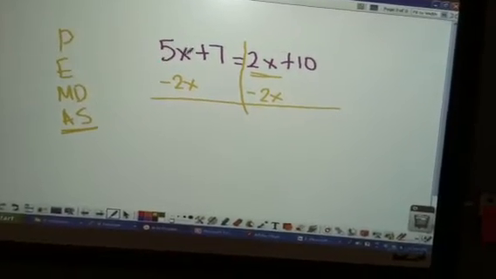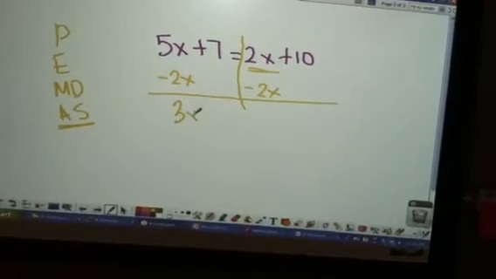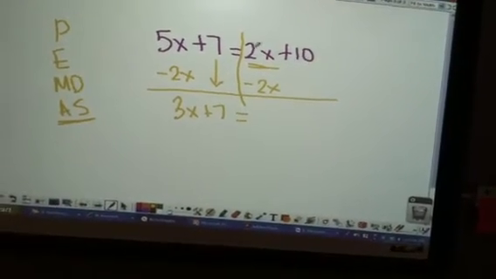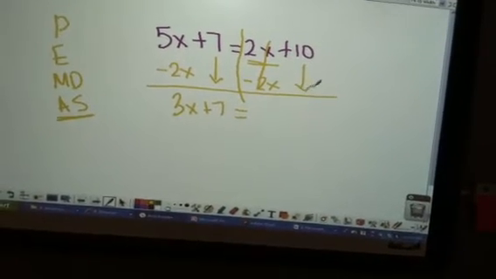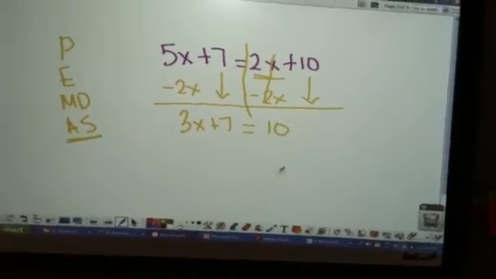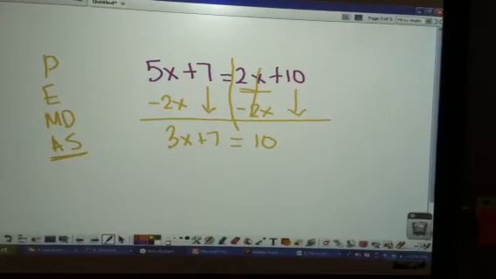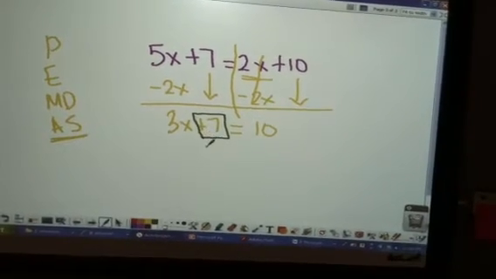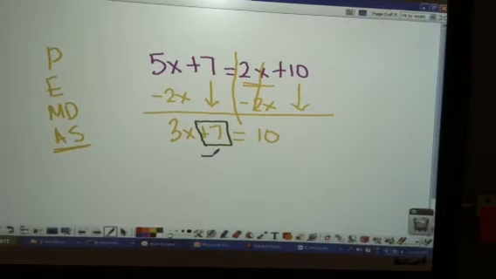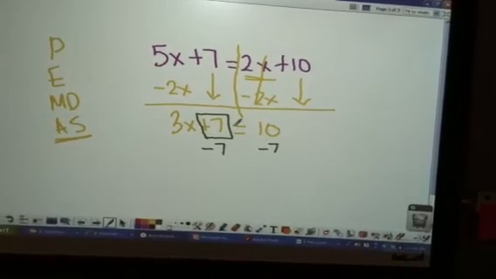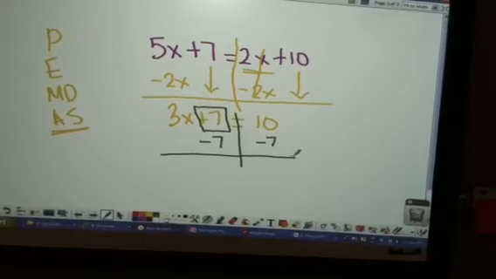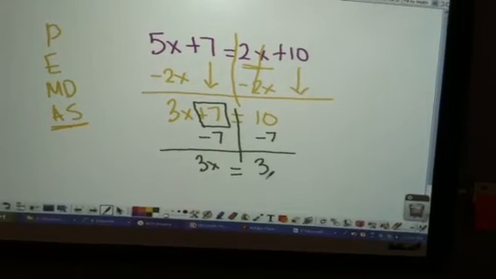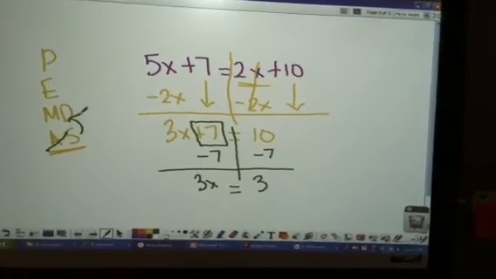When we do that, we see that 5x minus 2x gives us 3x. We need to bring down our 7, and all of this equals, this will give us 0, and we bring down our 10. Now we need to get x by itself. So what we need to do is we need to take this 7 and we need to subtract it from both sides since it's being added. What we do to one side, we have to do to the other. We're left with 3x, and this equals 3.